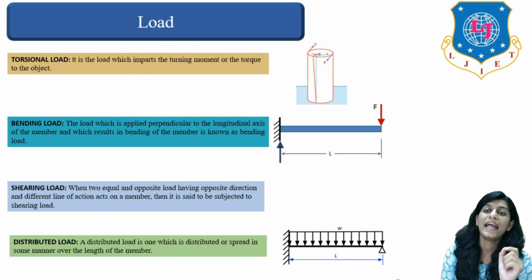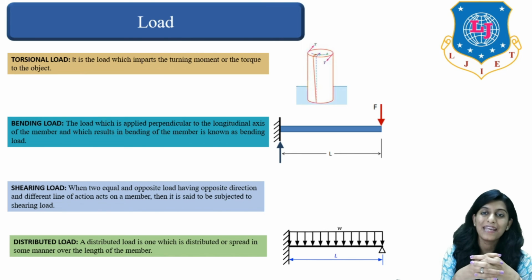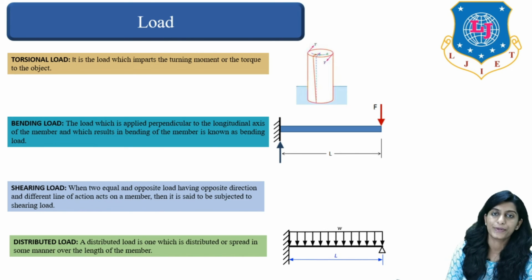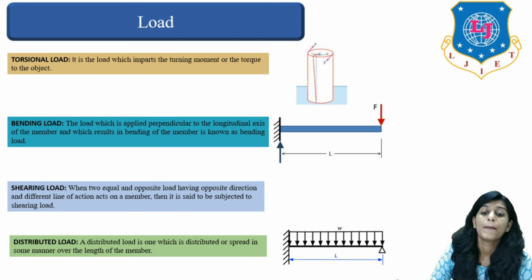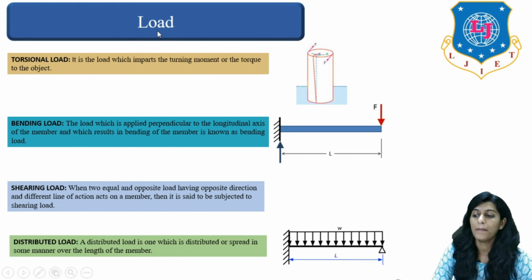Next comes bending load. As the name itself suggests, bending load is a load which is responsible for bending of any object, right? So let's just see what is the exact definition of bending load. The bending load is a load which is applied perpendicular to the longitudinal axis, and this will result in bending of that particular object or member. Then it is termed as a bending load.